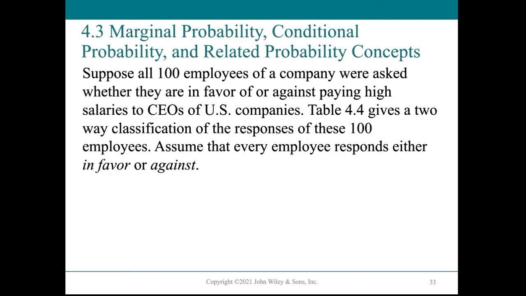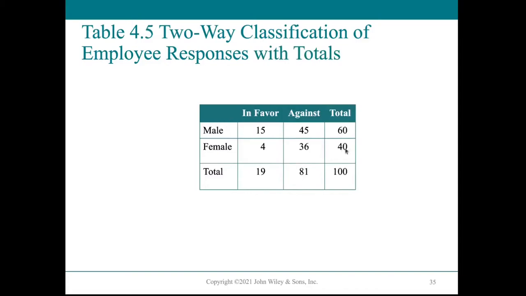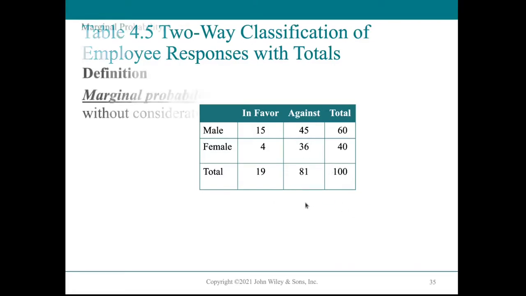We have two classifications for these responses among 100 employees. Each employee would respond either in favor or against. So here is the table that we have. Male and female employees voted either in favor or against. We have a total of 60 male employees and 40 female employees, and voting in favor and against, a total of 19 in favor and 81 against. So a total of 100 respondents in this sample.